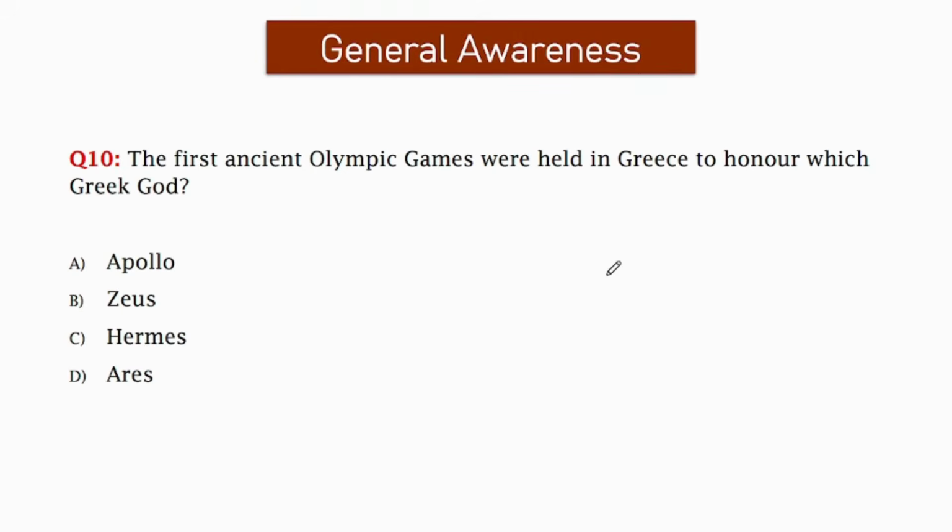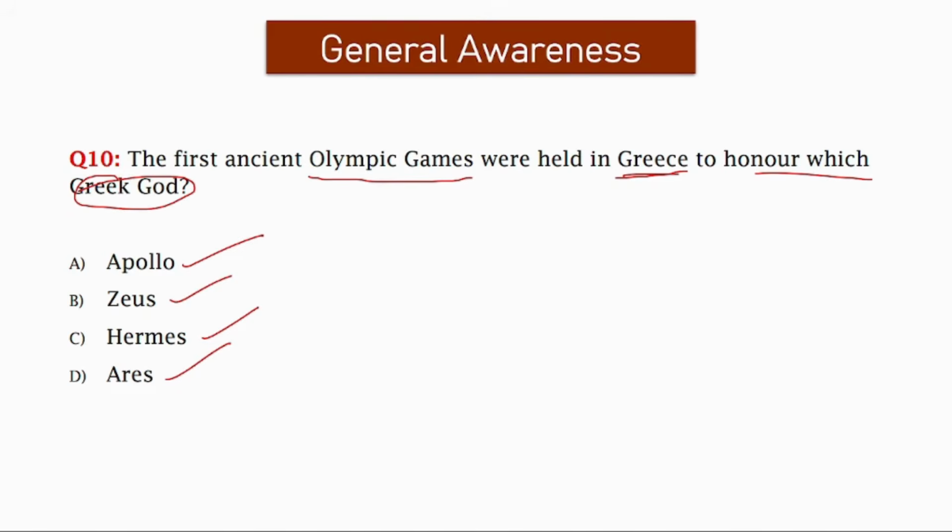You solve this question. The first ancient Olympic Games were held in Greece. Just keep this in mind, this could be one question as well. The first ancient Olympic Games were held in Greece to honor which Greek god? Was it Apollo, Zeus, Hermes, or Ares? Right? So your 10 seconds starts now.